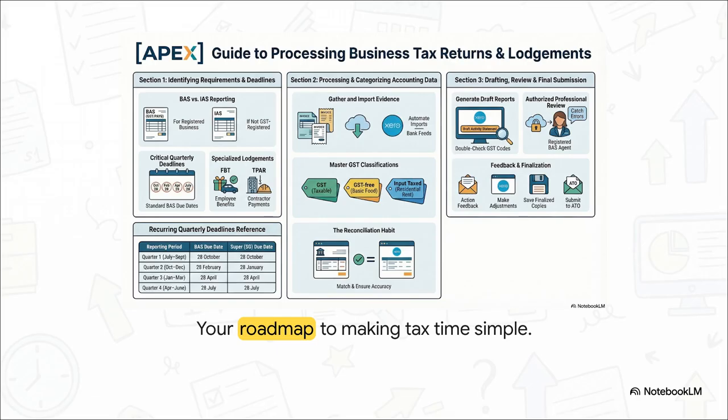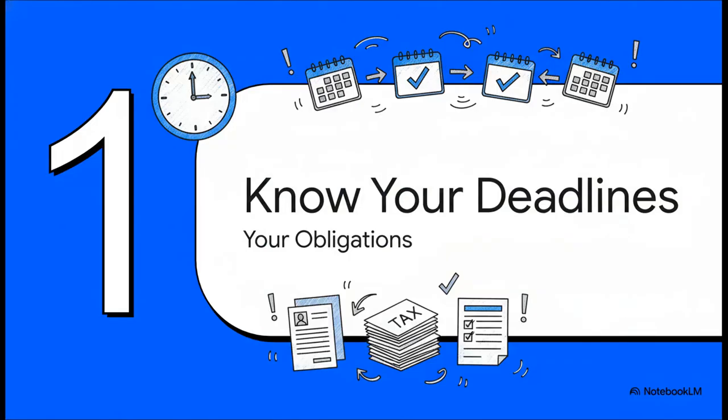Think of this as our roadmap for the next few minutes. We're going to break down this entire process into 3 simple, totally manageable stages. First, knowing your obligations. Second, getting your data right. And finally, submitting everything with total confidence. Okay, let's dive in. First stop, and honestly, this is the one that keeps everything else on track.